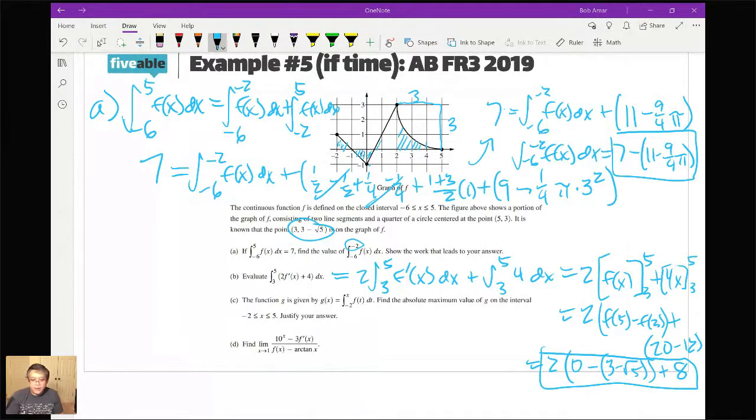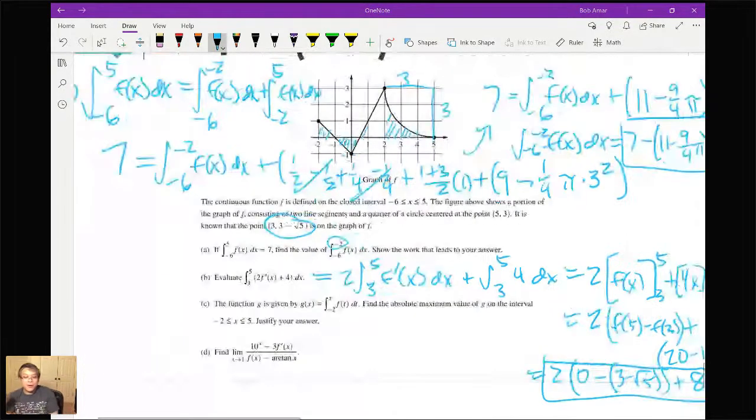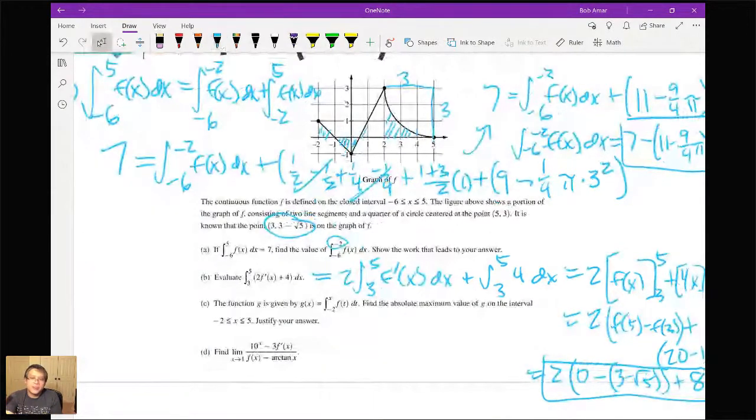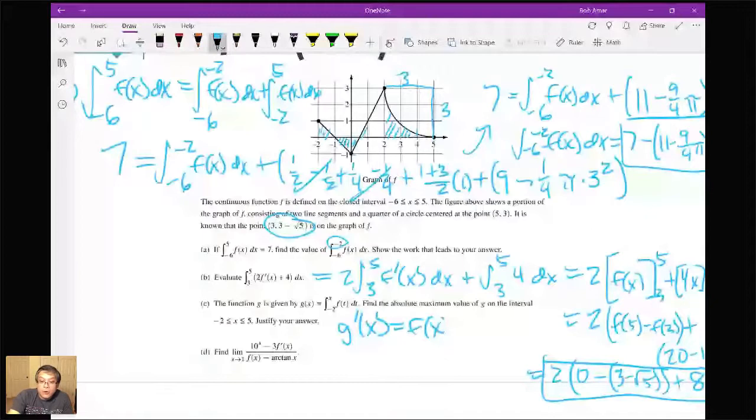Part C. The function g is given by g of x is an integral. I really wish I'd picked some that had a chain rule for this x. I didn't. Oh well, too late. That's fine. So g prime of x, in this case, is equal to f of x. So finding the absolute maximum value of g, you're looking at this graph, which is the derivative of g.